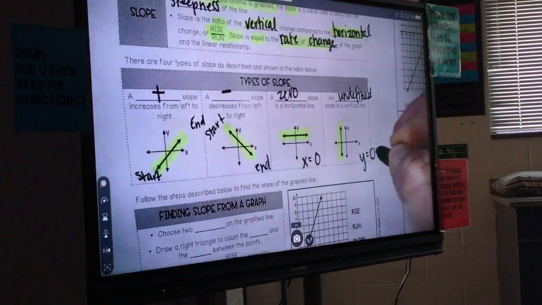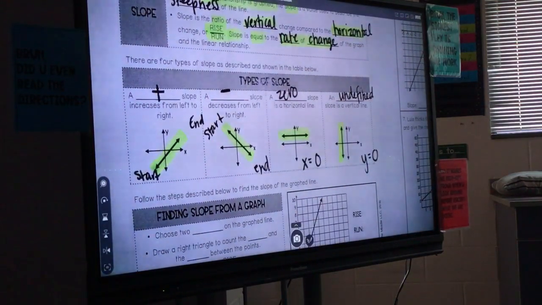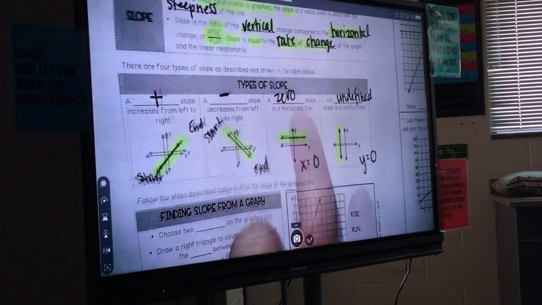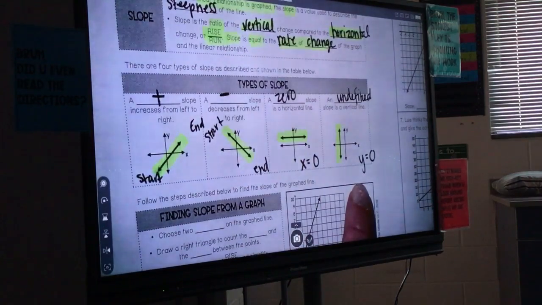All right. Please make sure that you have x equals 0 for when a line or a slope is 0 and y equals 4 when a line is undefined.